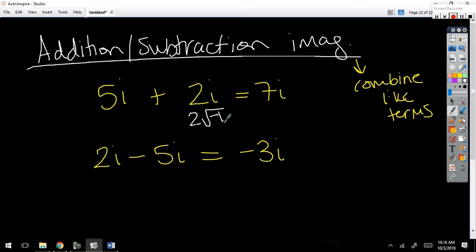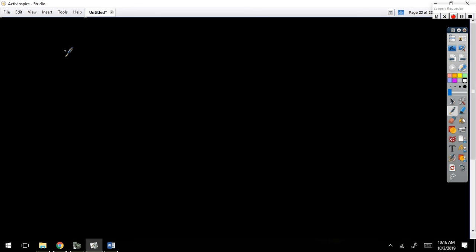Other questions, addition, subtraction? We won't have to take 5i back to what it was before. That would be the square root of negative 25, but no, you won't have to do that. All right, and we're going to talk about all the operations with imaginary numbers, then we have to move on to complex numbers and talk about those operations, okay? So y'all stay with me. All right, so that's addition, subtraction.